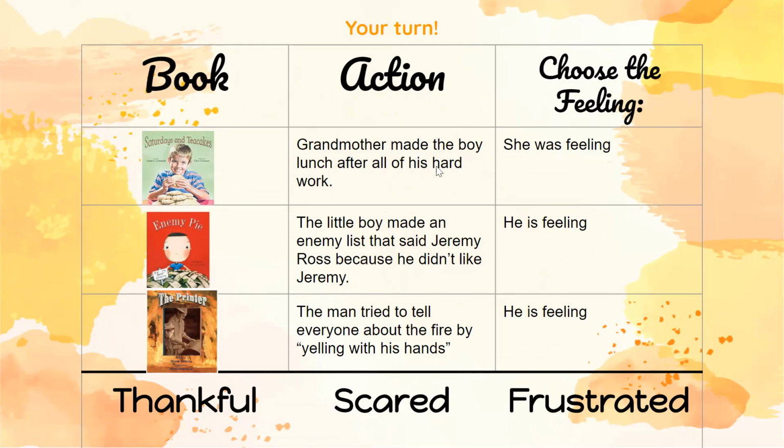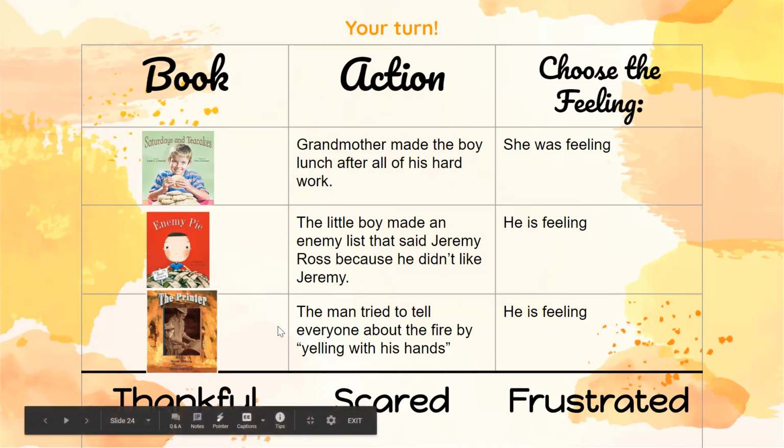So grandmother made the boy lunch after all of his hard work. She was feeling blank. The little boy made his enemy list that said Jeremy Ross because he didn't like Jeremy. He is feeling blank. In The Printer, the man tried to tell everyone about the fire by yelling with his hands. He is feeling blank. Okay? Give it your best shot.